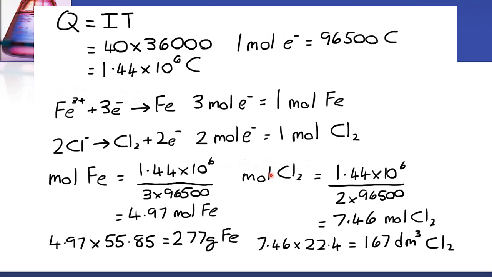And this is the chlorine. It's 1.44 times 10 to the 6 divided by 2 times 96,500. That gives us 7.46 moles of chlorine. And we multiply by 22.4, which is the molar volume of a gas, and we get 167 dm3 of chlorine.